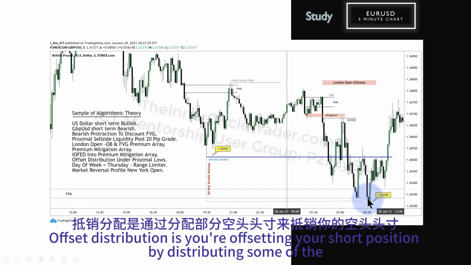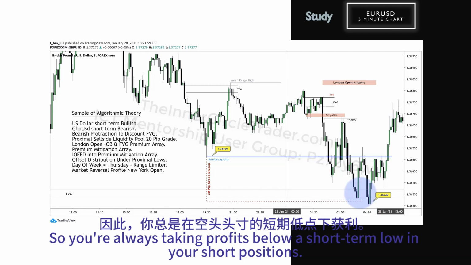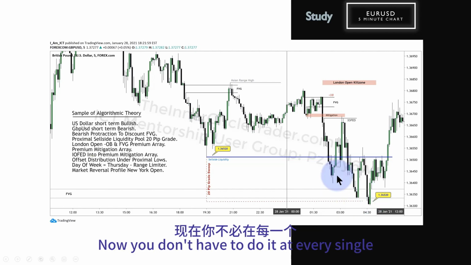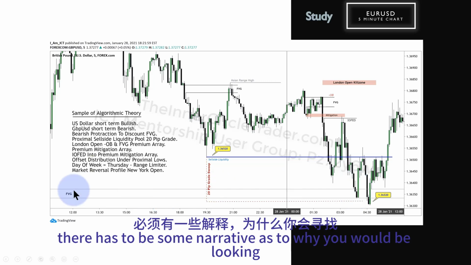distribution. Offset distribution is you're offsetting your short position by distributing some of the position, if not all. So you're always taking profits below a short-term low in your short positions. Now, you don't have to do it at every single short-term low, and as you see here, there has to be some narrative as to why you would be looking to do it anyway.